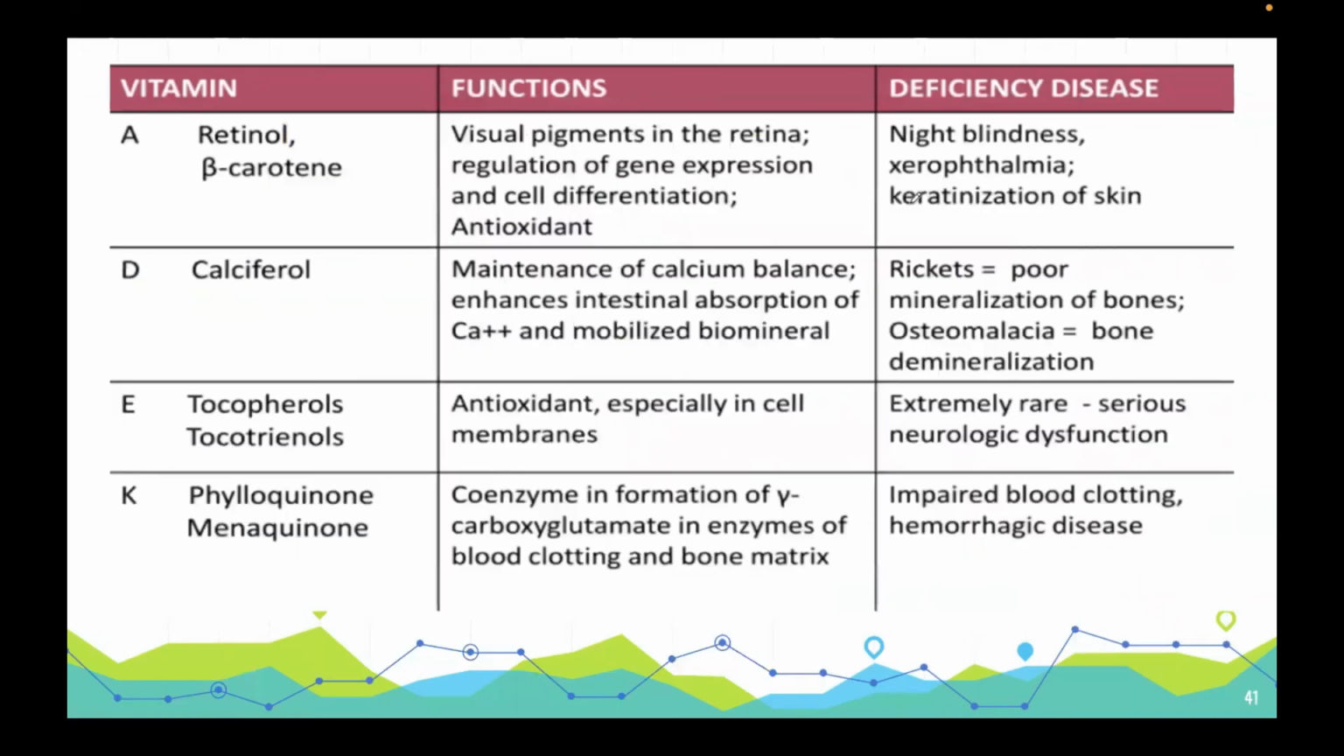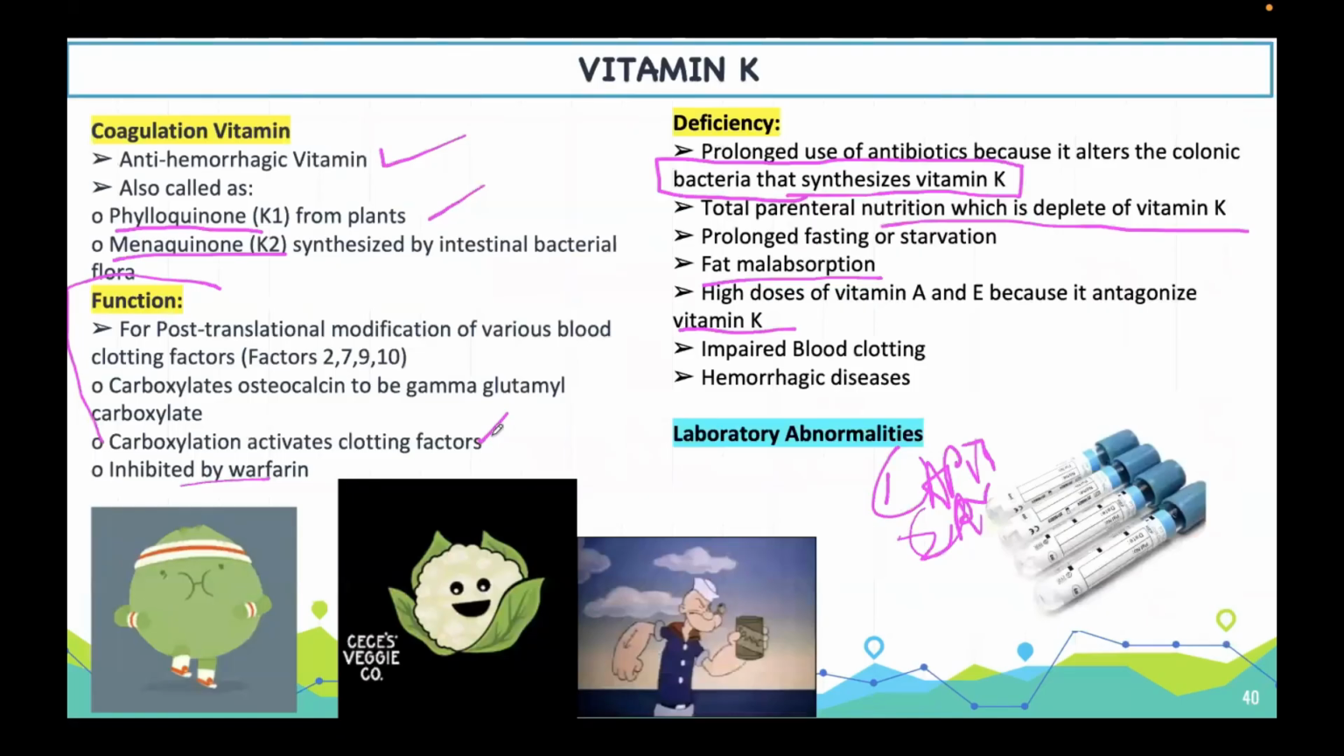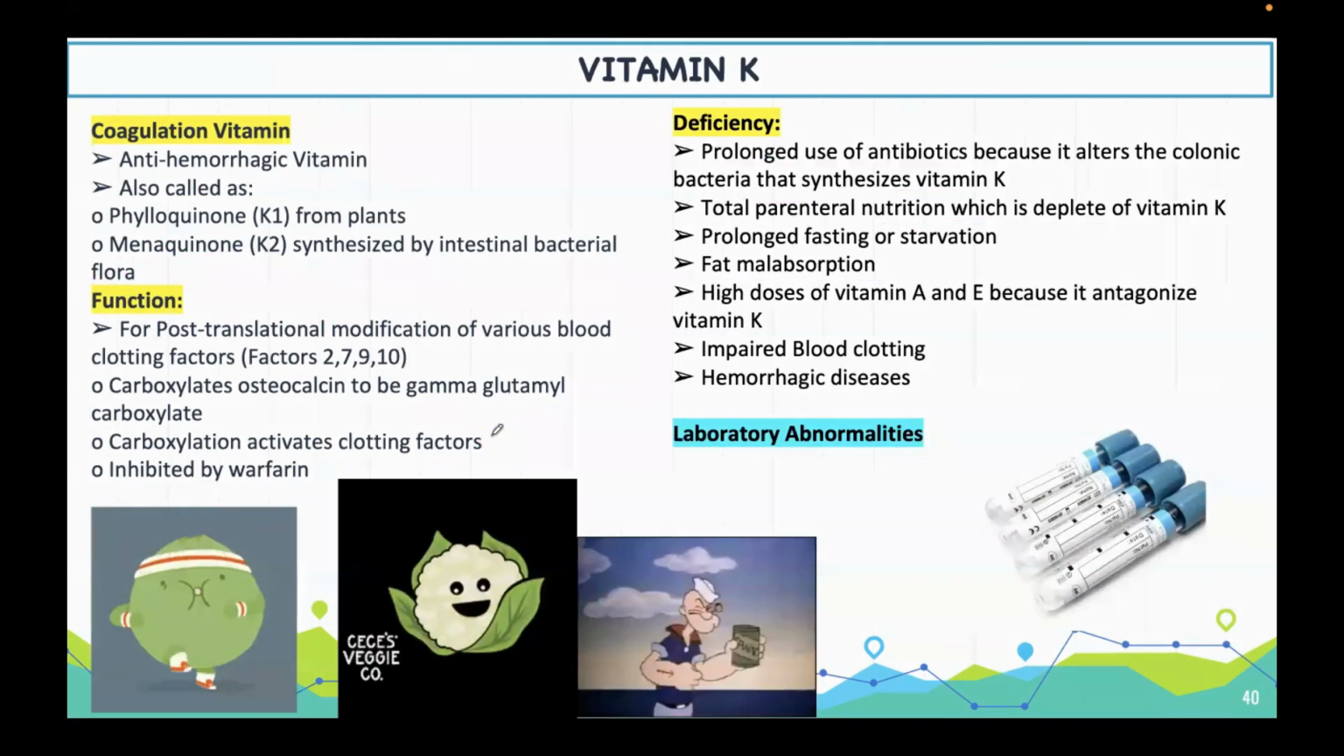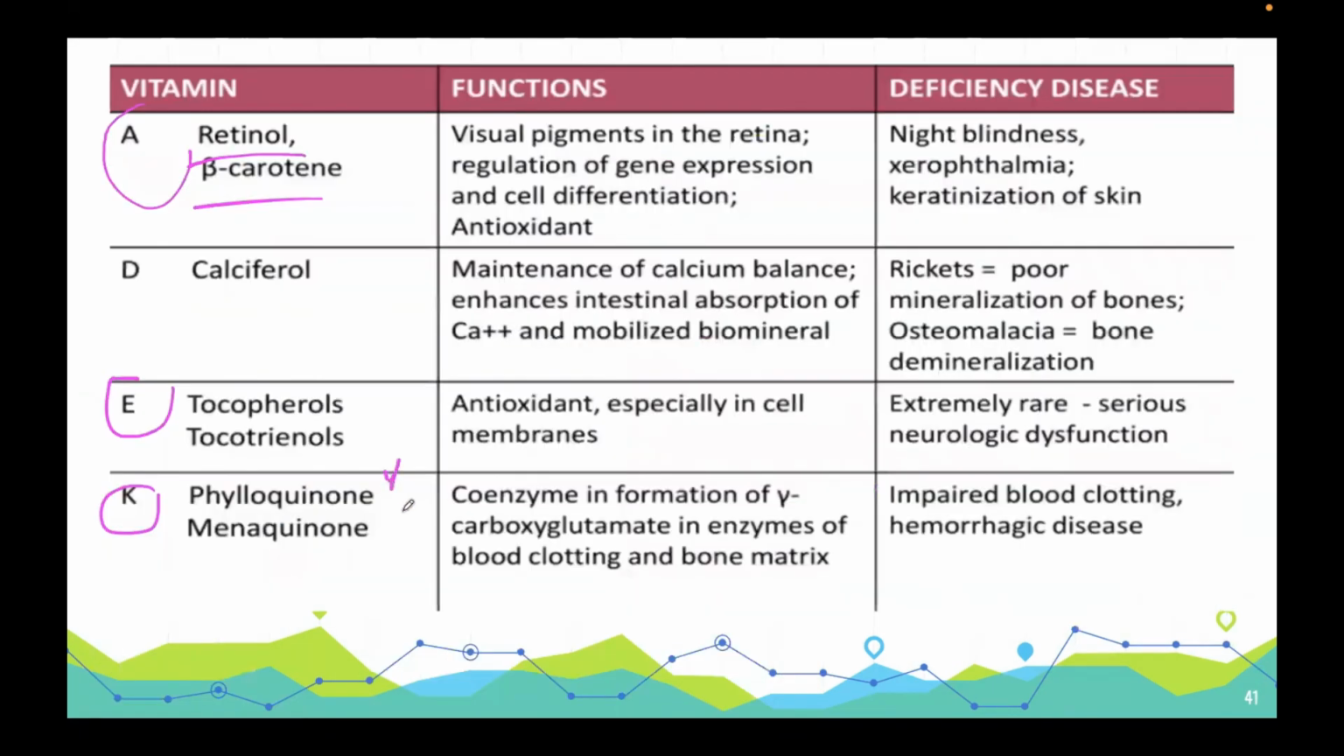So, to give you a summary of our discussion, our longest one, let's go back over it one by one. We have vitamins A, D, E, and K. Retinol and beta-carotene are vitamin A. D is calciferol. E is tocopherol. And K has two forms: phylloquinone and menaquinone. The difference is that phylloquinone is from plants, while menaquinone is from intestinal bacteria. K1 and K2.